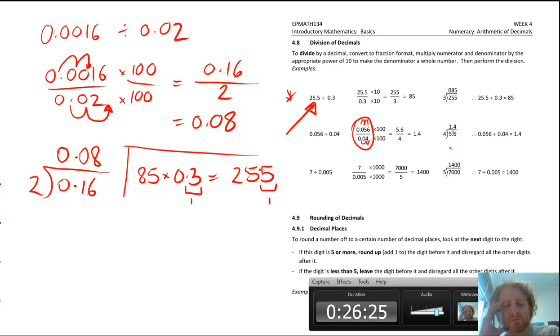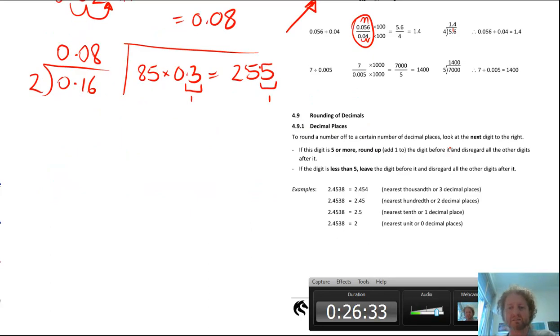Okay, and another one here. So decimal division hopefully makes sense. Now rounding of decimals, well, let's look at this example here. We've probably all rounded decimals before. We've got 2 ways of rounding numbers. First one's decimal places, the next one on the next page is significant figures.